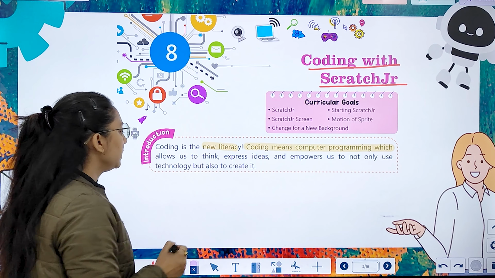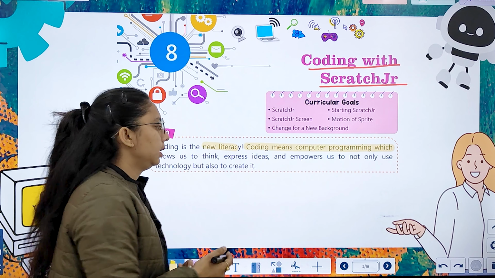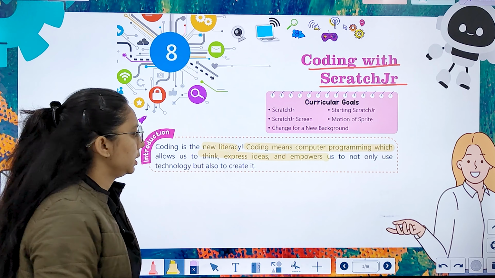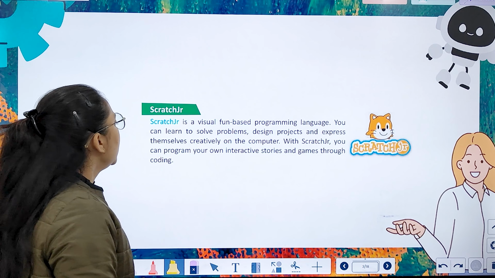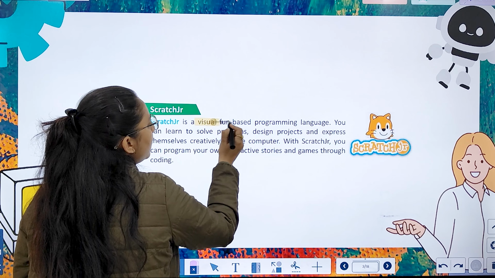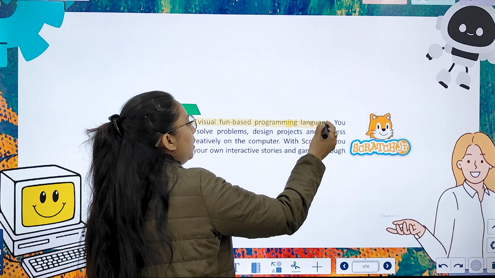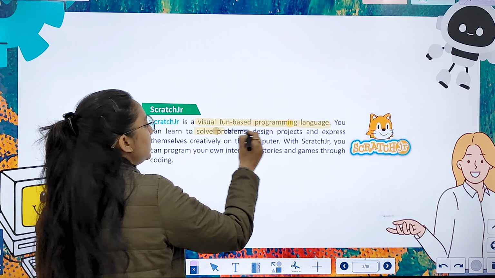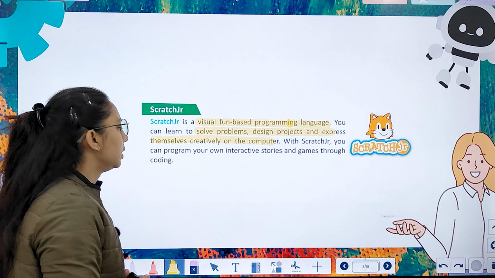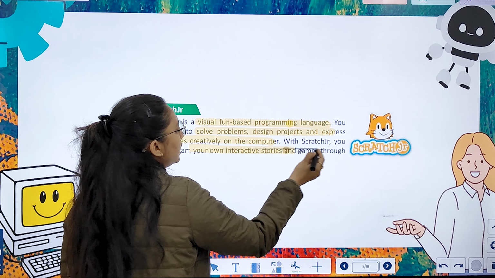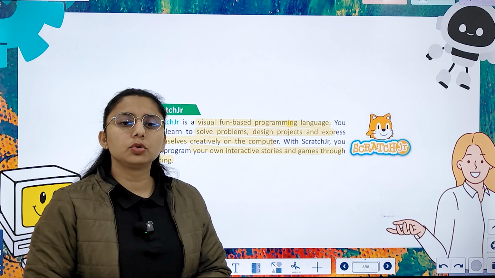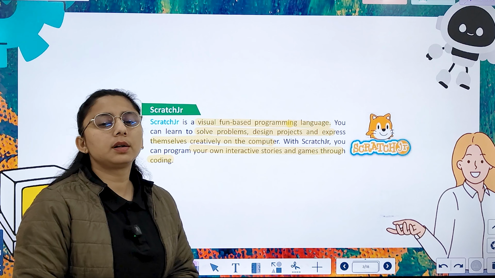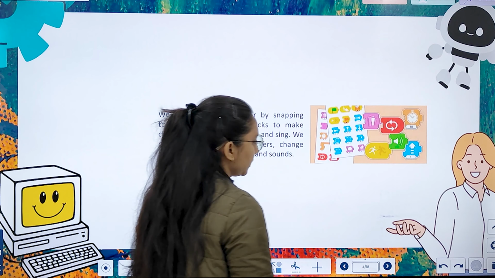Coding means computer programming, which allows us to think, express ideas and empowers us to use the different technology, right? And to create it. So let's start with ScratchJr. It is a visual, fun-based programming language. By this, you can solve different problems, you can design projects and express yourselves by creating on the computer. So you can program your own interactive stories and games through coding.